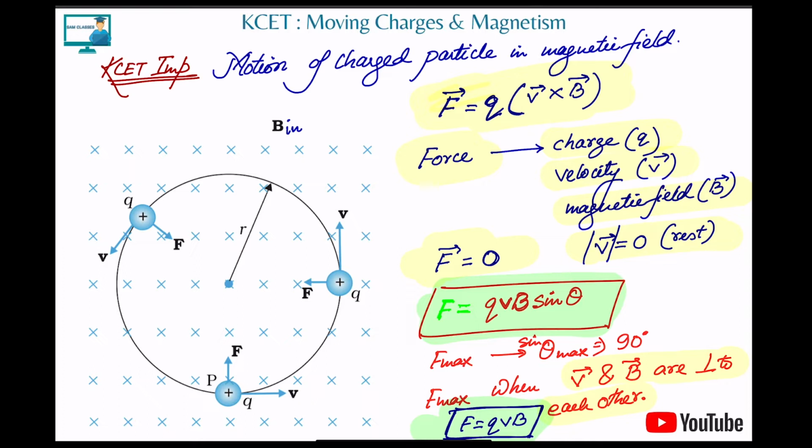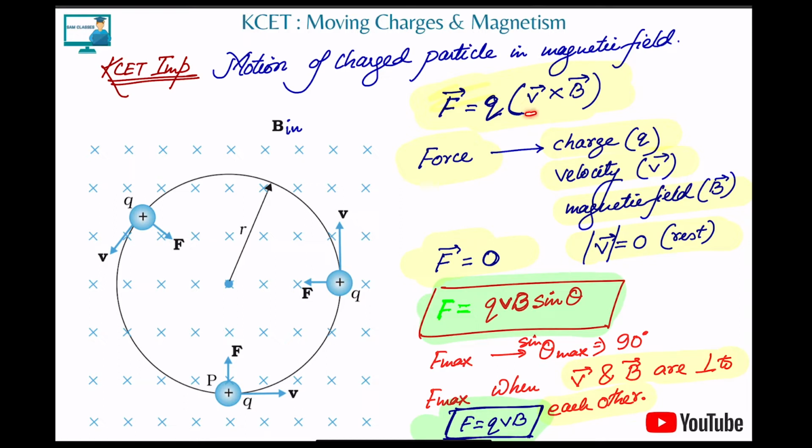So we are talking about a charged particle, so charge will be there. So v can be the magnitude of v, and it can be zero, which means the particle is at rest. When the particle is at rest, the force acting on the particle will be zero. So that is one case where we are getting force equal to zero.